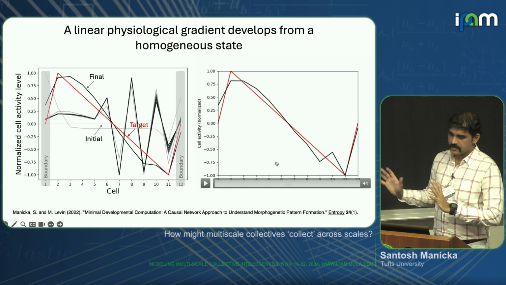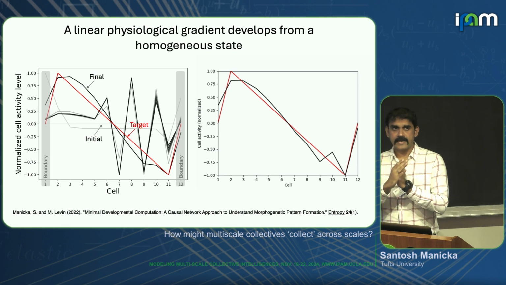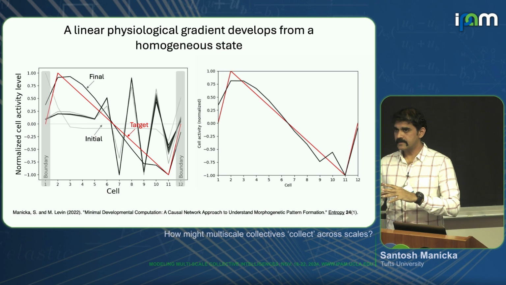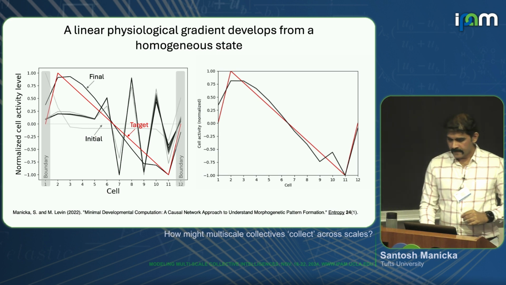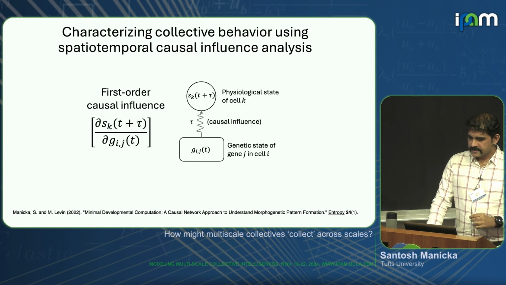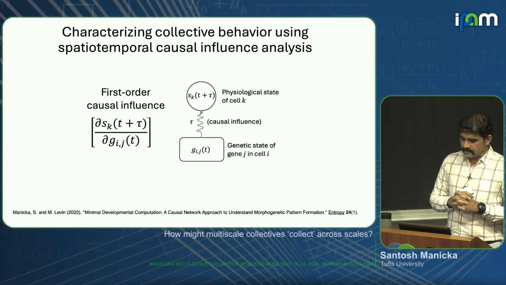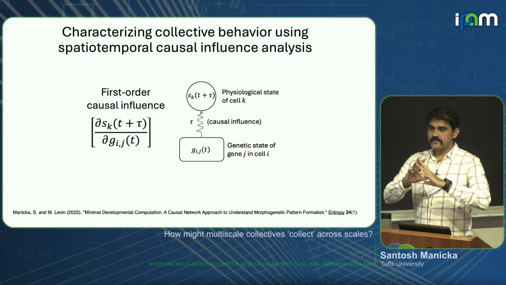So this is just to show that we now have a model that develops this simple axial polarity gradient that develops from homogeneous initial conditions. Now, the question that we were interested in is, as simple as this model is, how does it work? Because it has so many different factors.